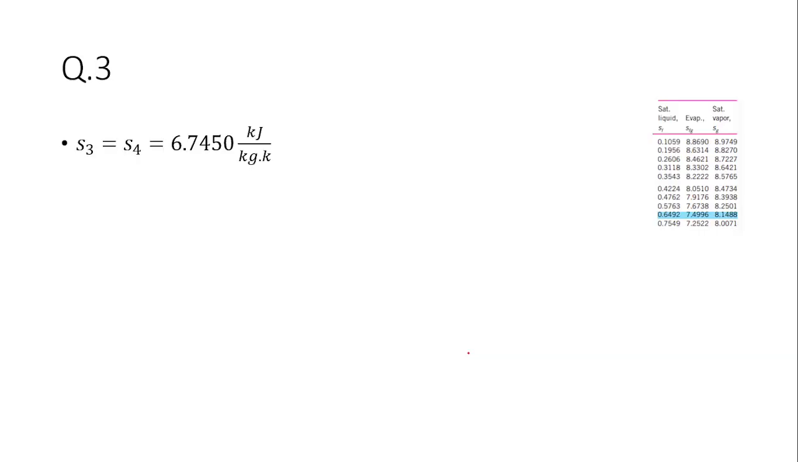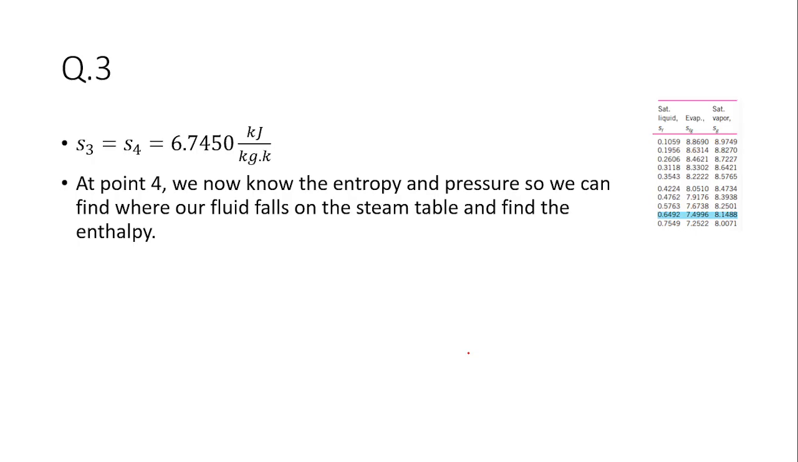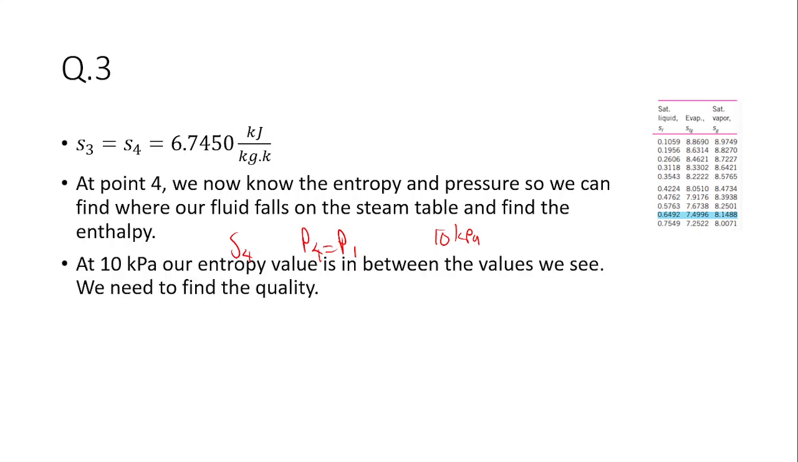Then we know that the entropy at point 3 is equal to the entropy at point 4. So now we can come back. At point 4, we know the entropy and we know the pressure, which was equal to the pressure at point 1. That was the 10 kPa. So I can come back to the 10 kPa and compare the entropy values. My value is in between the SF, that's for the liquid, and the SG for the vapor.